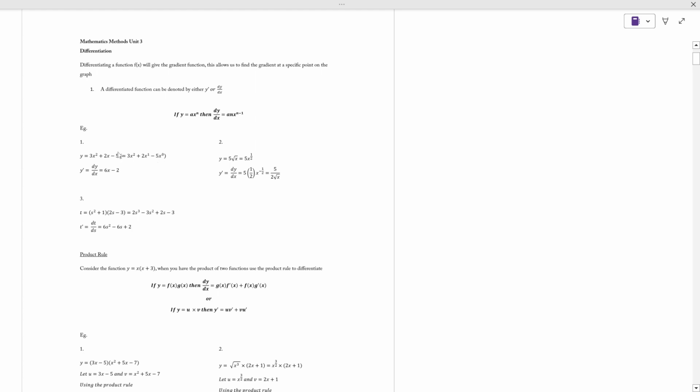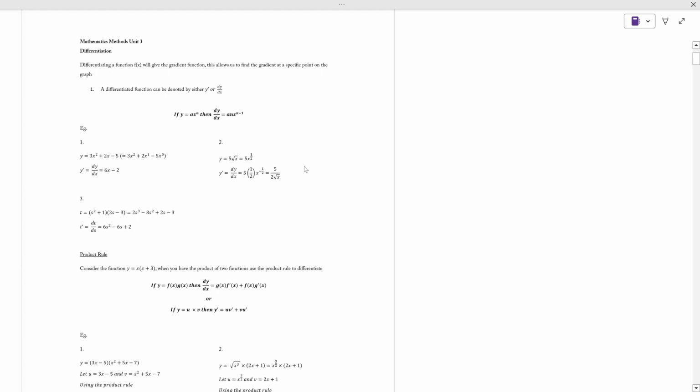Technically speaking, whenever it's a constant, so just a number by itself with no x, no variable next to it, whenever you differentiate that, it just becomes 0, because what ultimately happens is that you're bringing down a 0 to the front. Anything multiplied by 0 gets eliminated and becomes 0. Cool. So that's how differentiation works.